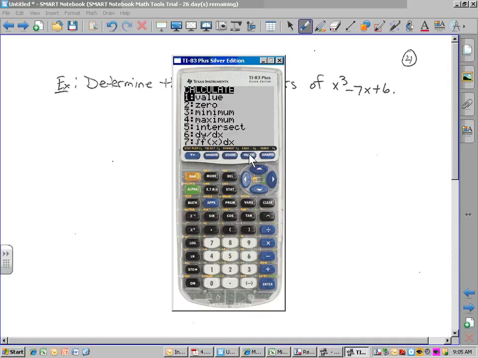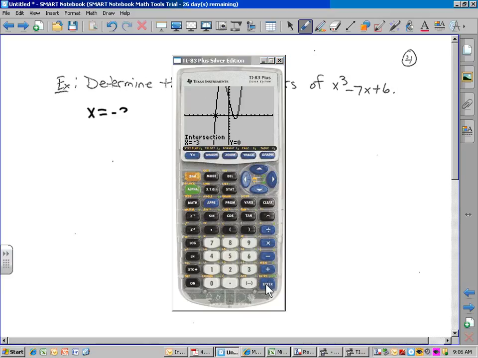Second, trace, which is a calculate menu. Number 5, intersect. Now, we're going to move the x, the blinking spider, whatever you want to call it, dancing spider, blinking x, as close as we can to one of those x-intercepts. And we're going to hit enter 3 times. It's not a left-right thing like we did with max and mins. It's very simple. You pick a first curve, pick a second curve, and hit enter on guess, and it will find it. And it's telling us that x equals -3. Works.